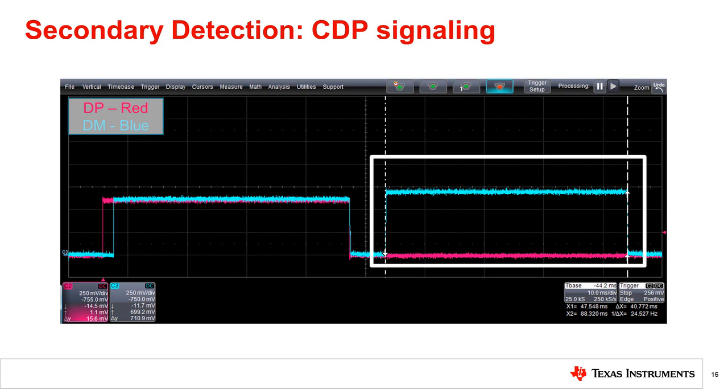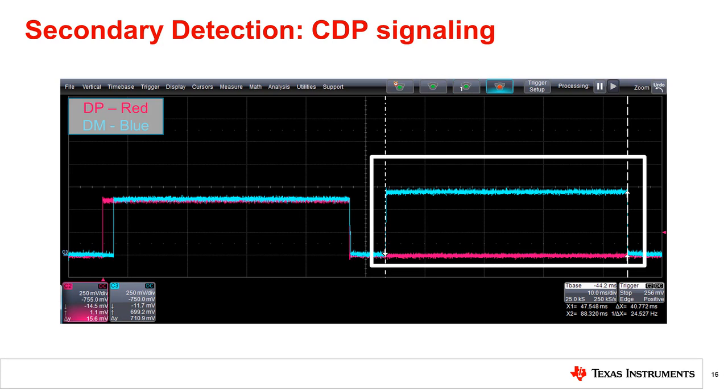The PD will determine it is connected to a CDP, disable the voltage source, and leave both DP and DM low until it is ready to be enumerated. Once it is ready, it will enable a pull-up on DP to connect. The PD can safely draw up to 1.5 amps of current from VBUS.